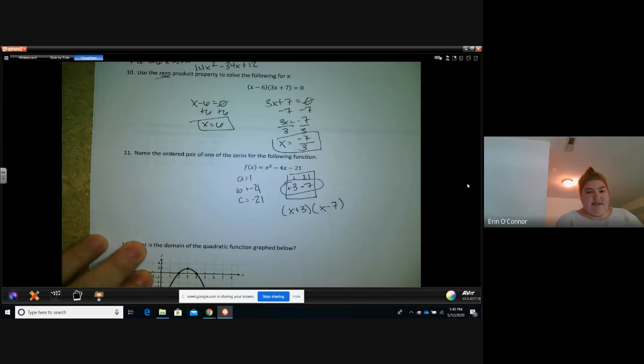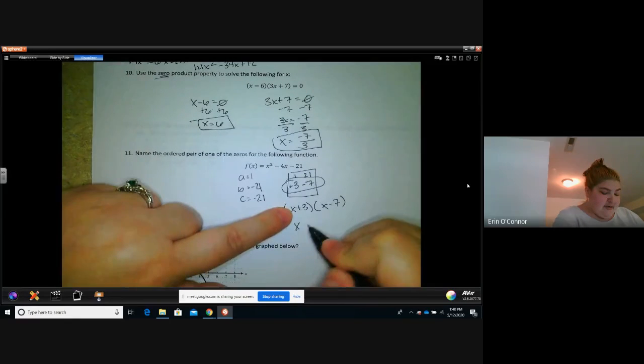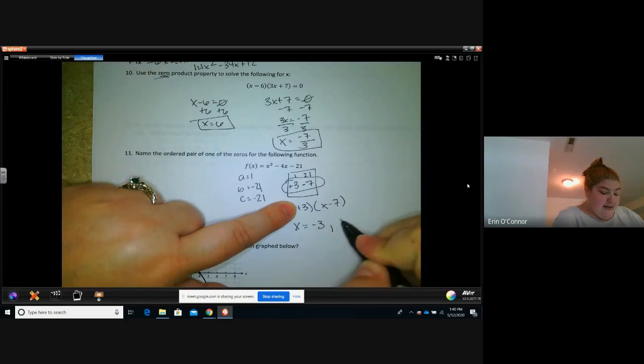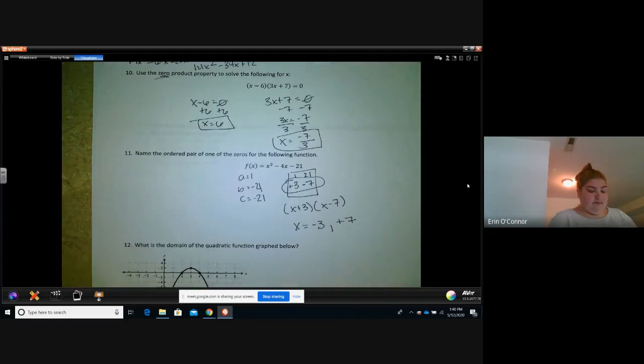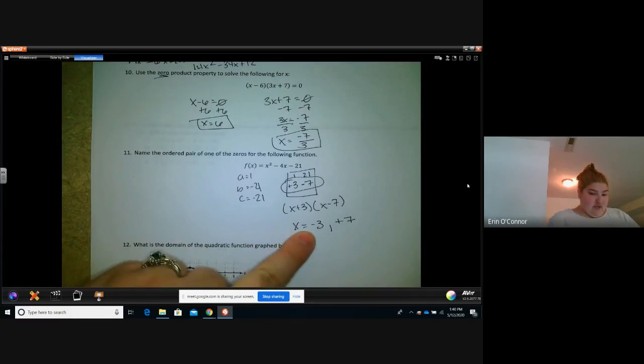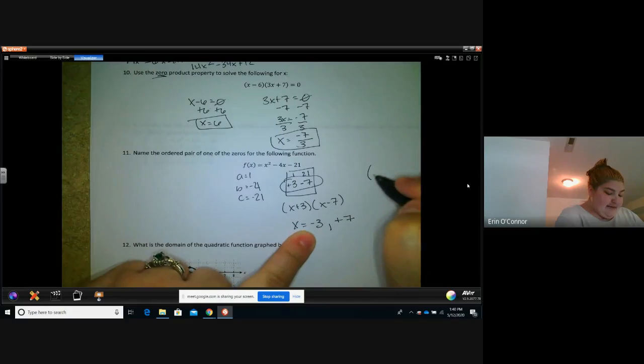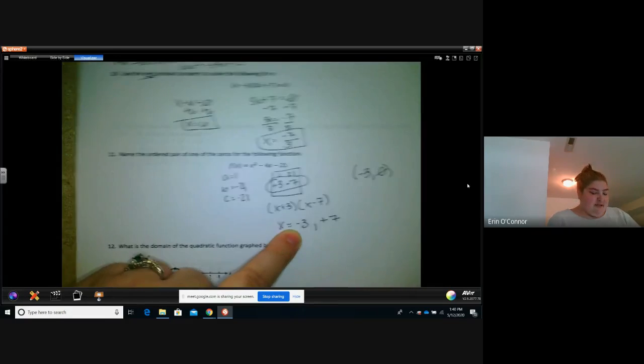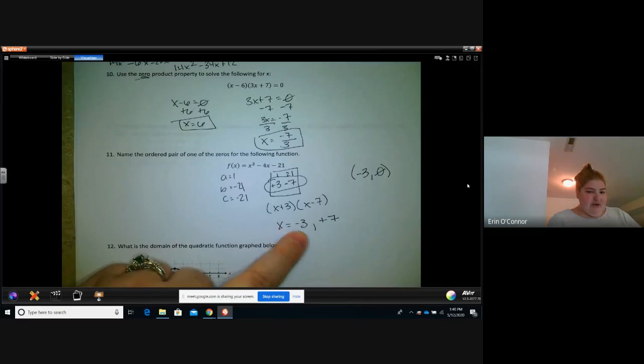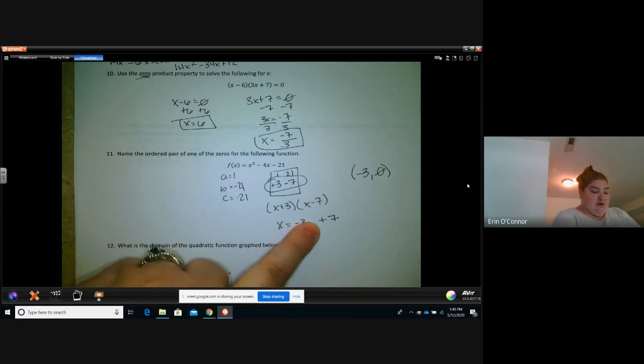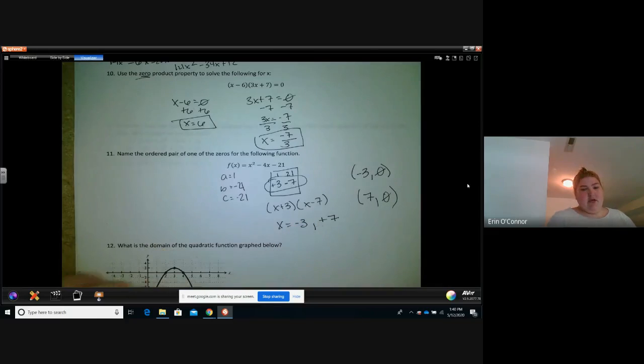To find my zeros, we do the opposite or set those equal to 0, but let's just do the opposite. So negative 3 and a positive 7. Now, it asks for the ordered pair. This ordered pair is negative 3, 0. Remember, an x-intercept is when y equals 0, what is x? And this ordered pair is 7, 0. So that's how you write the ordered pairs.